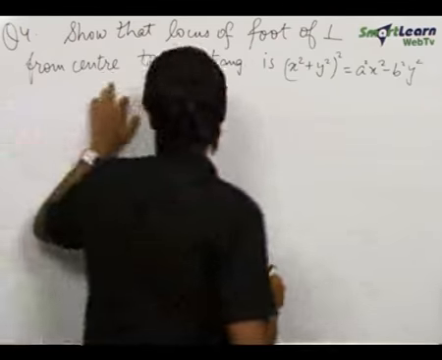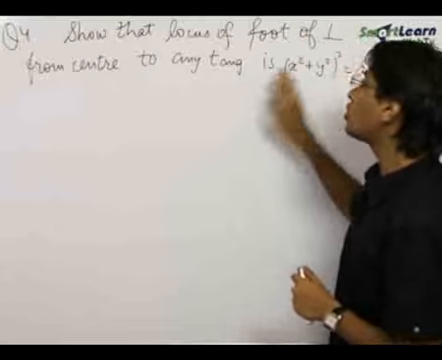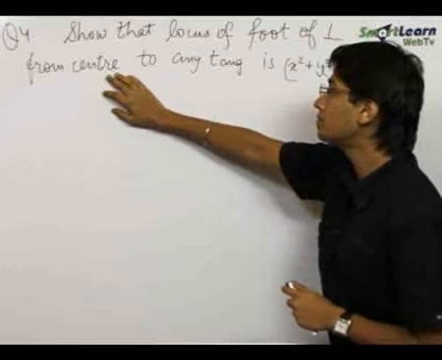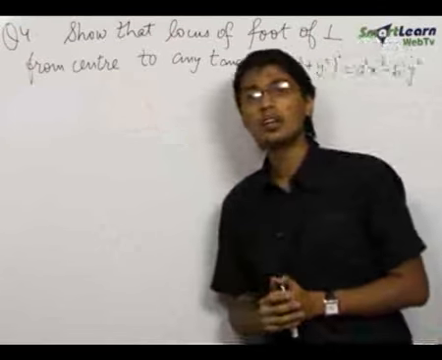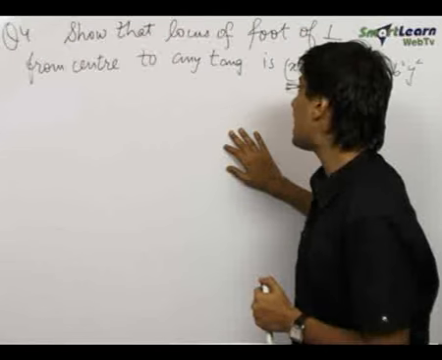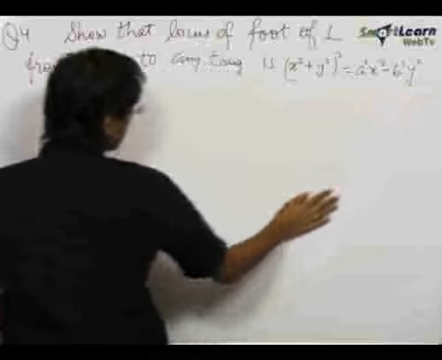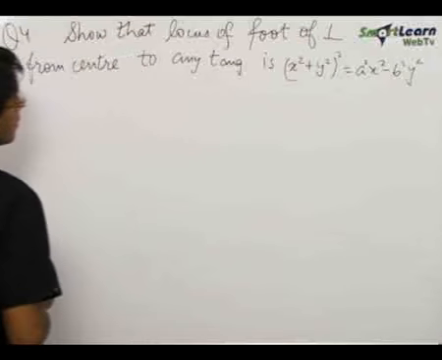Our next problem is a typical problem of locus. We need to find the locus of the foot of perpendicular from the center of the hyperbola x²/a² − y²/b² = 1 to any tangent made at any point on the hyperbola, and we need to prove that it is (x² + y²)² = a²x² − b²y².